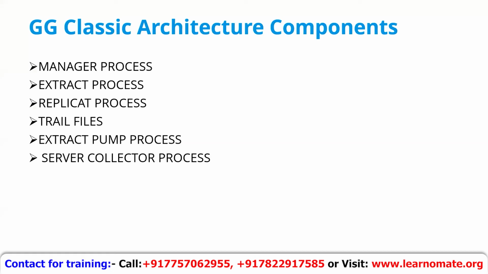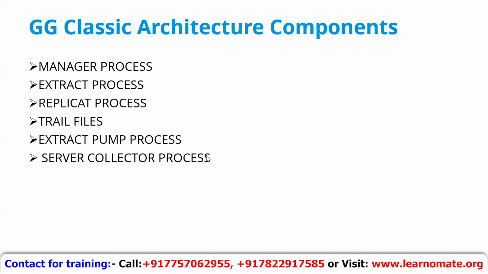Now, these are the components of Oracle GoldenGate classic architecture. Apart from the extract, replicate, and pump processes, there is one manager process involved. The manager process manages the Oracle GoldenGate environment. As the name suggests, the manager process manages its resources. Then trail files. We saw there are two types of trail files: local trail and remote trail. The local trail resides on the source system and the remote trail resides on the target system.